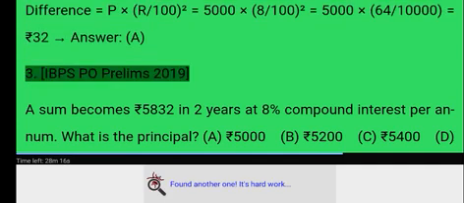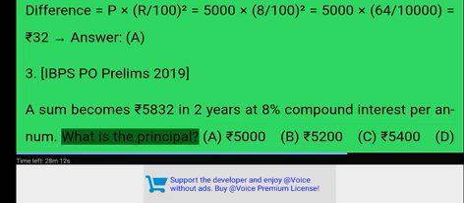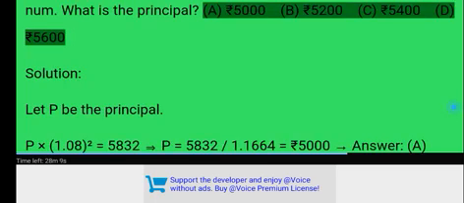3. IBPS PO Prelims 2019. A sum becomes 5,832 rupees in 2 years at 8% compound interest per annum. What is the principal? A. 5,000 rupees, B. 5,200 rupees, C. 5,400 rupees, D. 5,600 rupees.